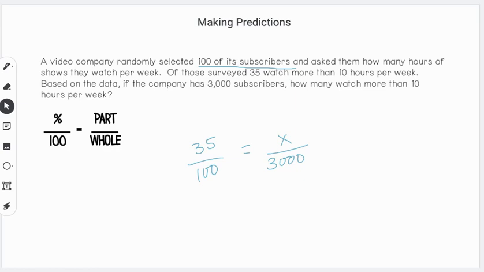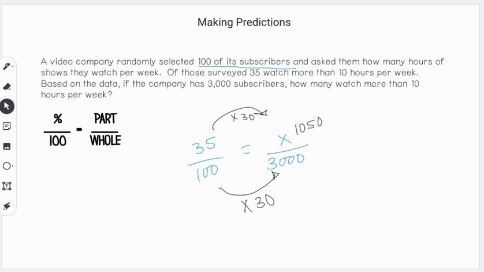All right, now recall from proportions that there are 2 ways that we can solve this. So we can say to get from 100 to 3,000, I have to multiply by 30. And then I would do the same thing up top. So 35 times 30 is going to give me an answer of 1,050.